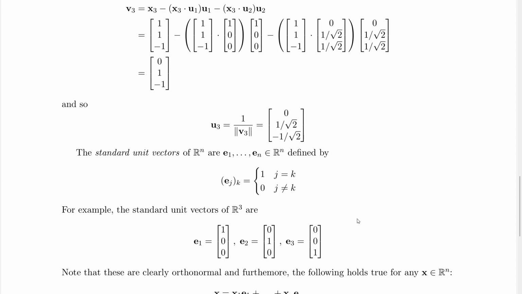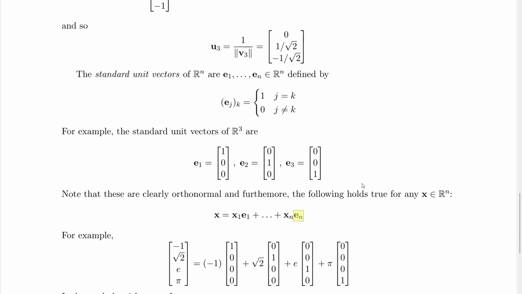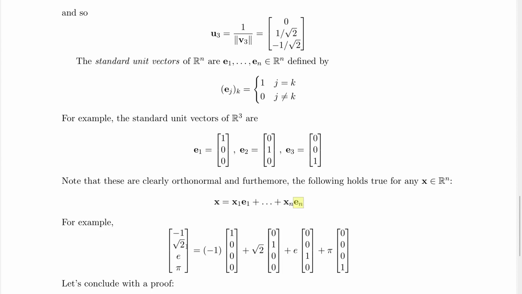Okay, and furthermore, the following is also obvious. Every element of Rn can be written as a linear combo of these, where you just pair the corresponding coordinate of x with the corresponding standard unit vector. So for an example, so you really see what I'm saying here, let's look at the vector in R4: negative 1, root 2, e, and pi.